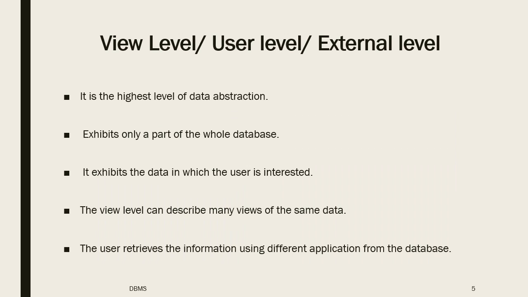View level or user level, also called the external level. It is the highest level of data abstraction. It exhibits only a part of the whole database. It exhibits the data in which the user is interested. The view level can describe many views of the same data. The user retrieves the information using different applications from the database.